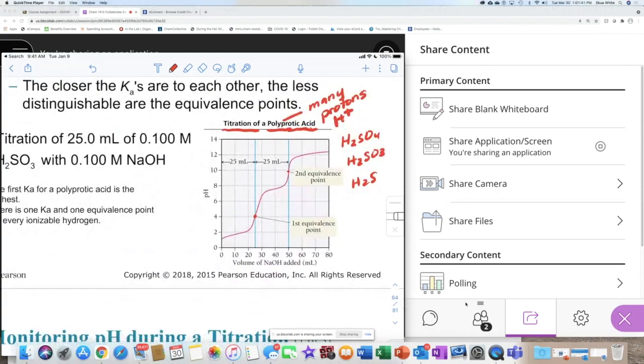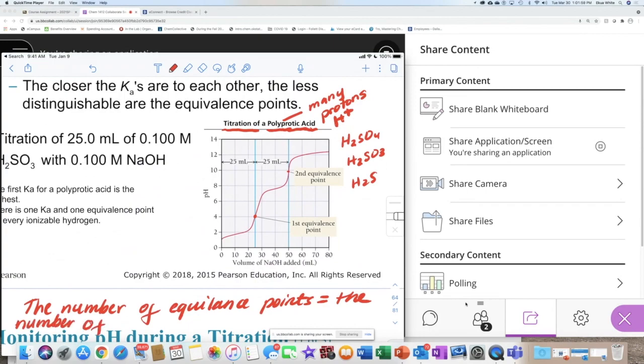Apparently, we're seeing here the number of equivalence points equals the number of ionizable protons. Okay, what did I just say? What I'm saying is, if you can find all the possible equivalence points in the graph, that equals the number of hydrogens that can be dropped off from the acid formula in solution to generate those H pluses.